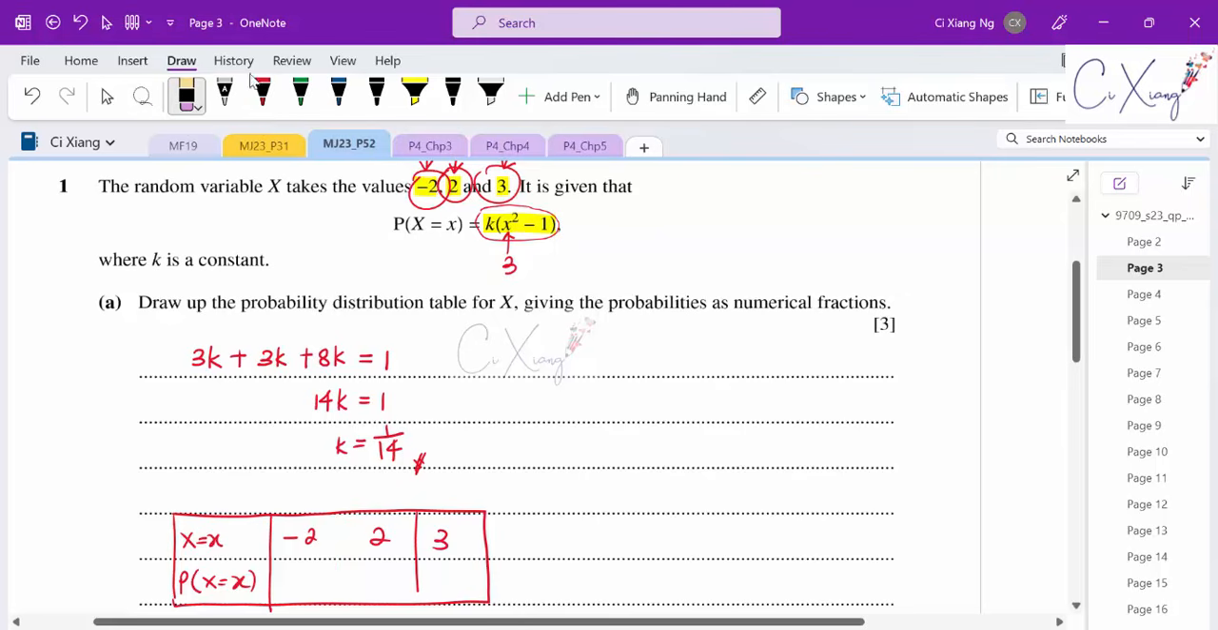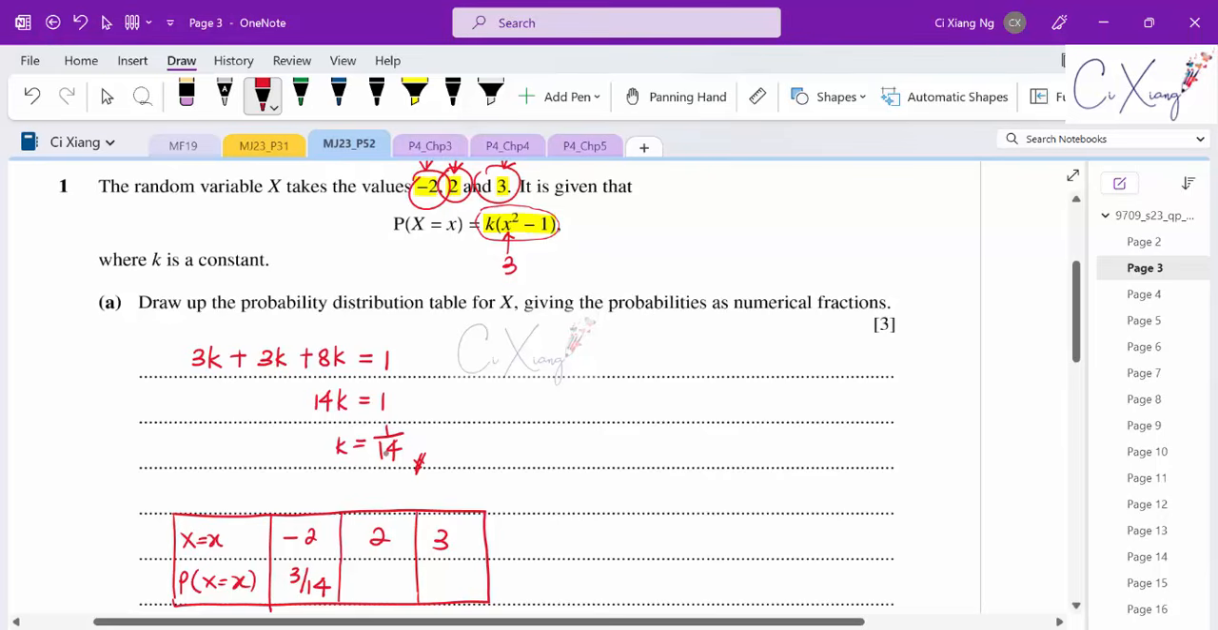And after that, I want to substitute in the probabilities here. Like what I calculated just now, the probability for the first value of x, -2, is 3k. I already have a value for k, which is 1 over 14. So I multiply 3 with 1 over 14. So the probability for -2 is 3 over 14.